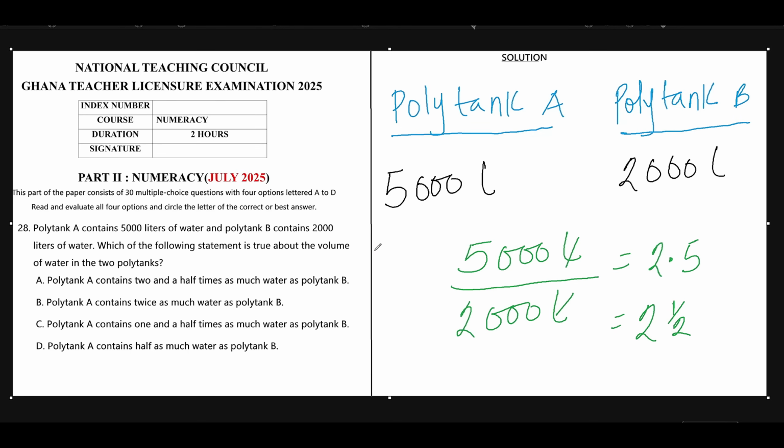So for option A, polytank A contains 2.5 times as much water as polytank B. Yes, this statement is true. Polytank A contains twice as much water as polytank B. This is false. C, polytank A contains 1.5 times as much water as polytank B. This is also false. And then option D, polytank A contains half as much water as polytank B. This is also false. So the only right answer is option A.